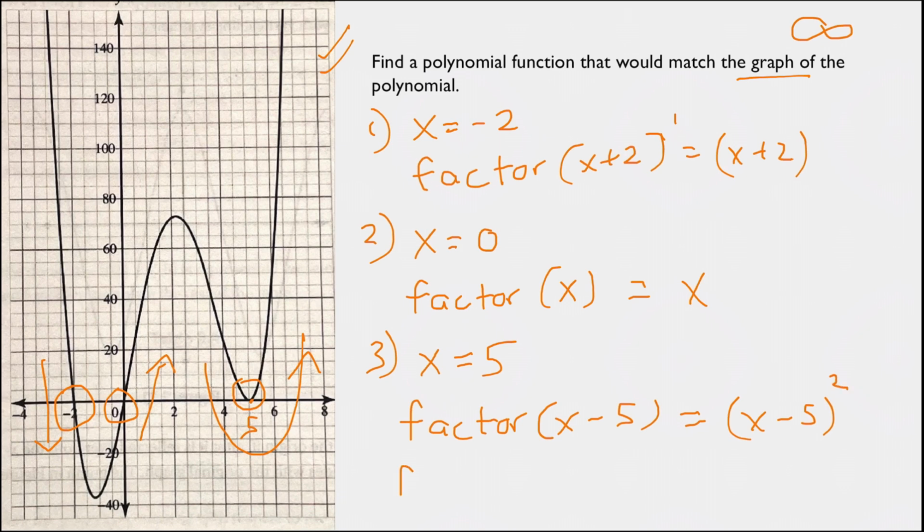So the final polynomial that we get would be f of x is equal to x times x plus 2 into x minus 5 to the power 2. That would be your answer.